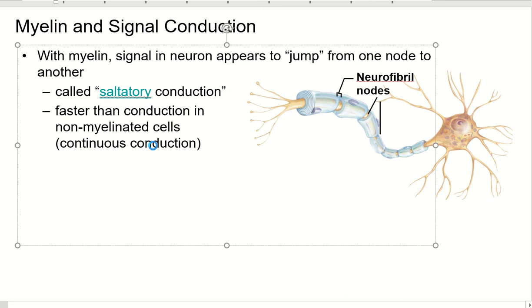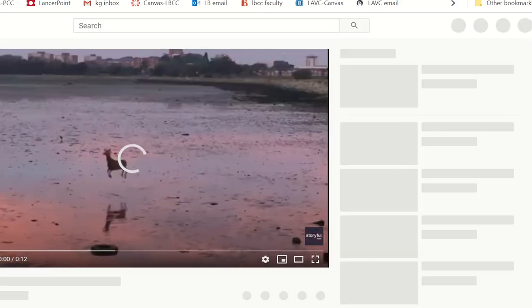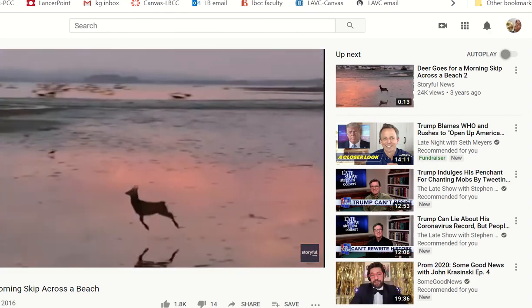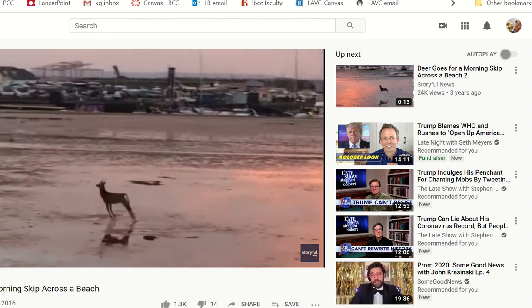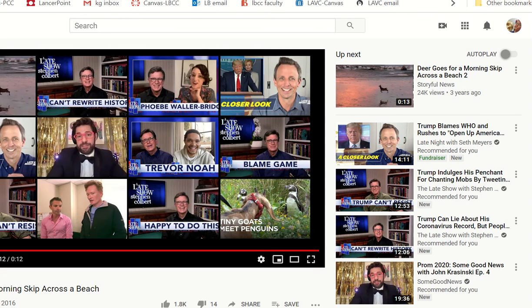And so here's an example to help you remember that word, saltitation. Here is an animal doing saltitation down the beach. Also, so freaking cute. Right? See, jump, jump, jump. Saltitation. There you go.